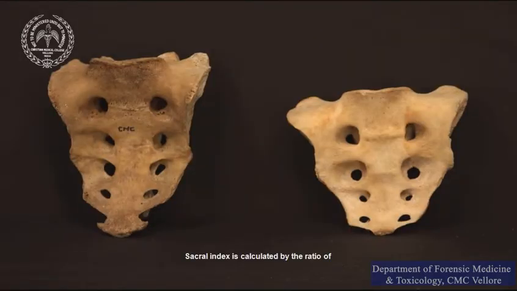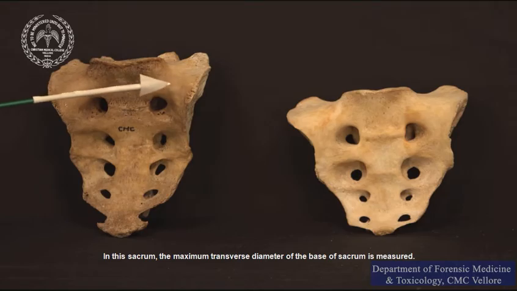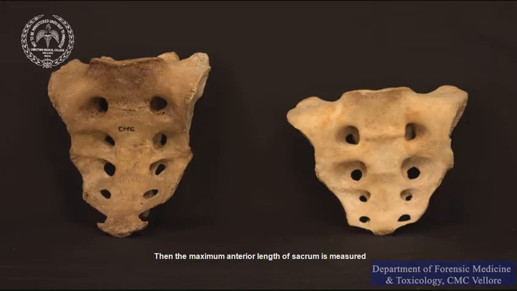The sacral index is calculated by the ratio of transverse diameter of base of sacrum by anterior length of sacrum. In this sacrum, the maximum transverse diameter of the base of sacrum is measured. Then the maximum anterior length of the sacrum is measured. By looking at these features, we can say that this sacrum belonged to a female individual and this sacrum belonged to a male individual.